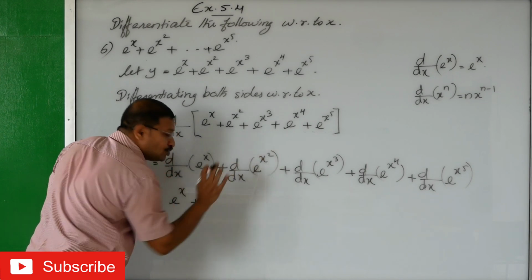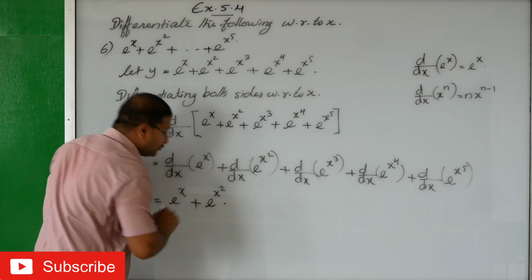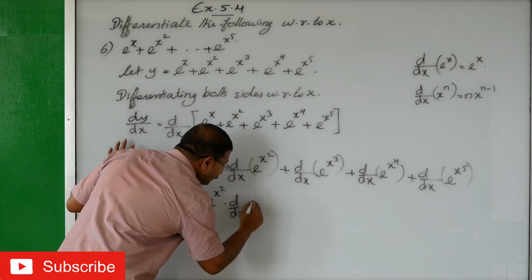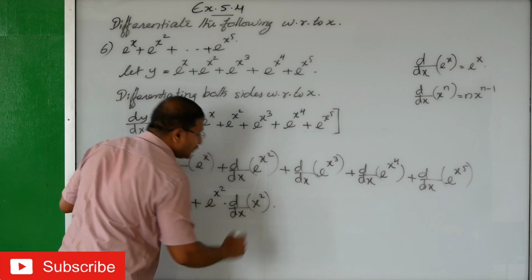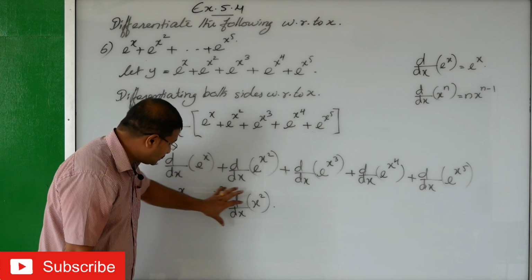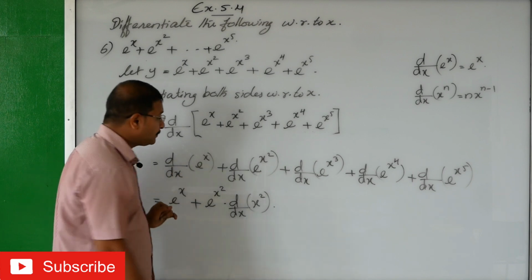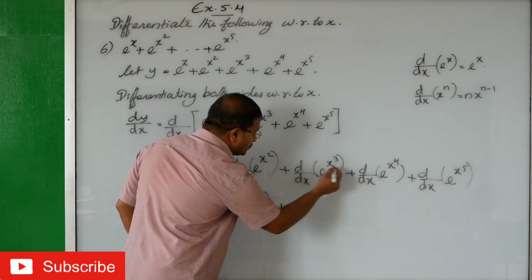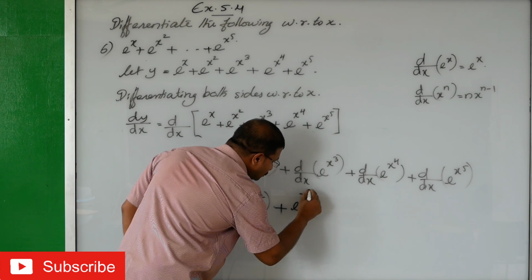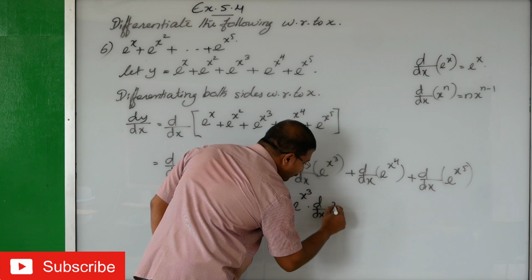First you'll write e raised to x term. That means what? E raised to x square into, after that, derivative of x square. Ready? First you'll write derivative of e raised to x. That means this way. After that, derivative of x square plus this one, what you'll write? First you'll write e raised to x cube into derivative of x cube.